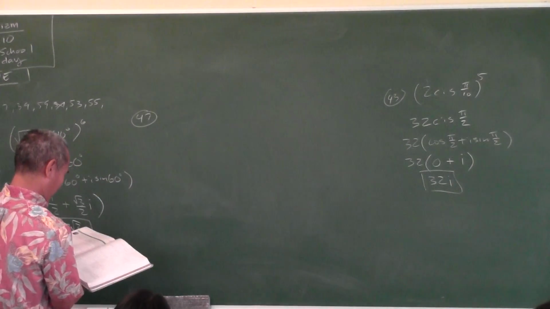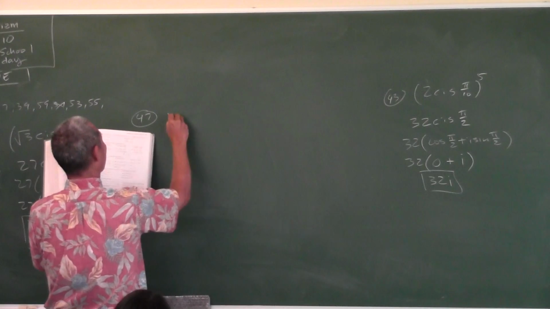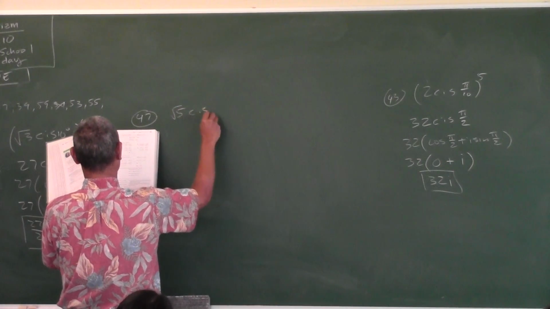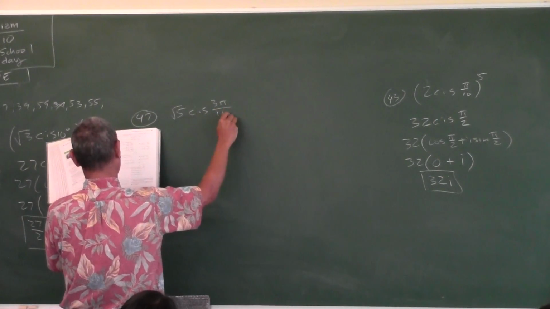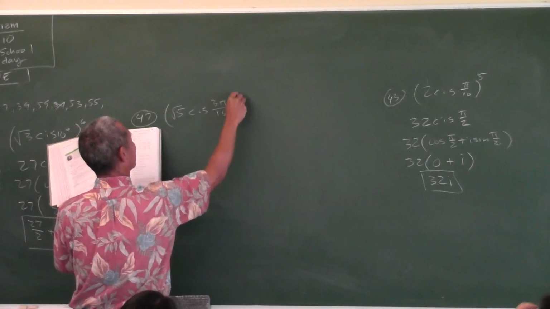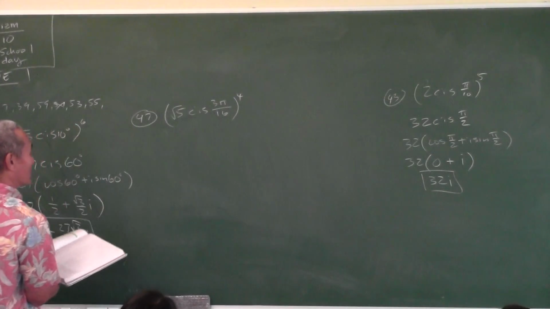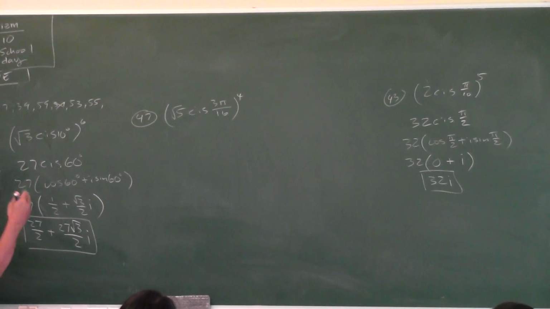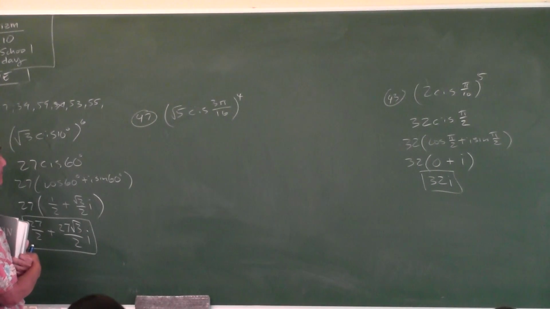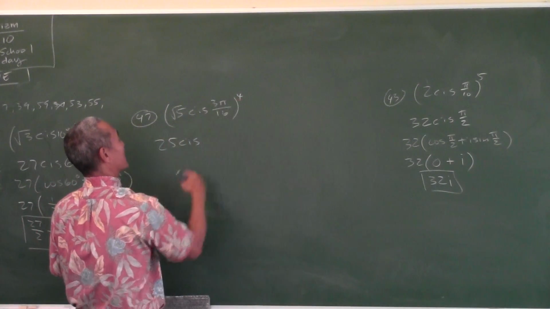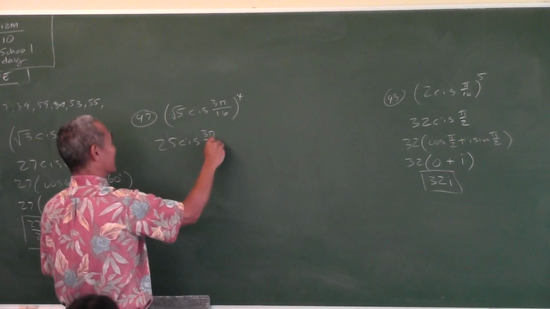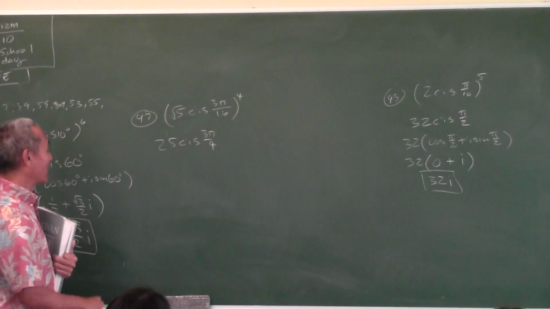Okay, what is 47? We got radical 5, KISS 3 pi over 16. Uh-oh, this is gonna be nice. Okay, so to raise it to the 4th power, you gotta go radical 5 to the 4th. 25, KISS, and you multiply the angle times that, so that's 3 pi over 4, right? Oh, nice angles.